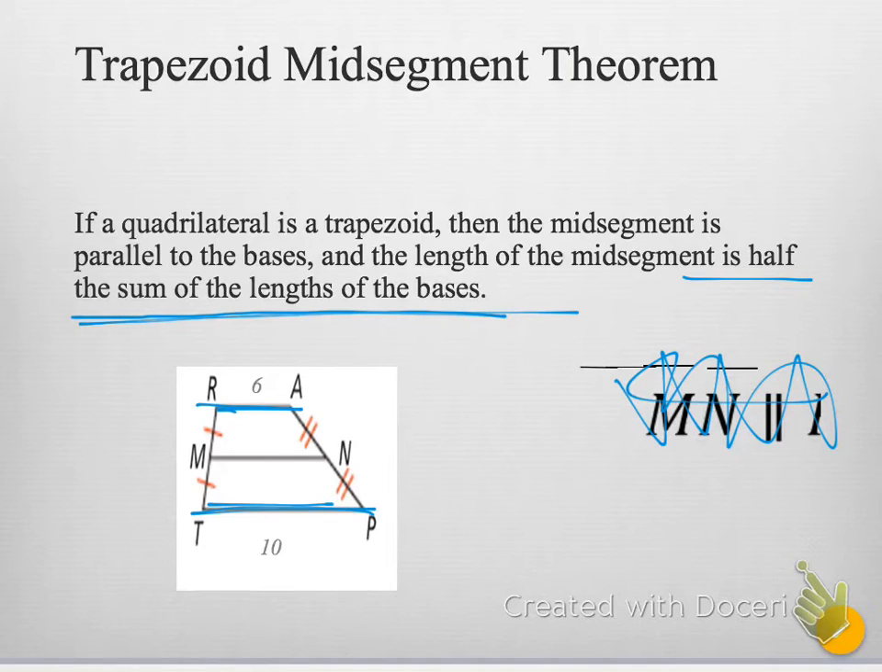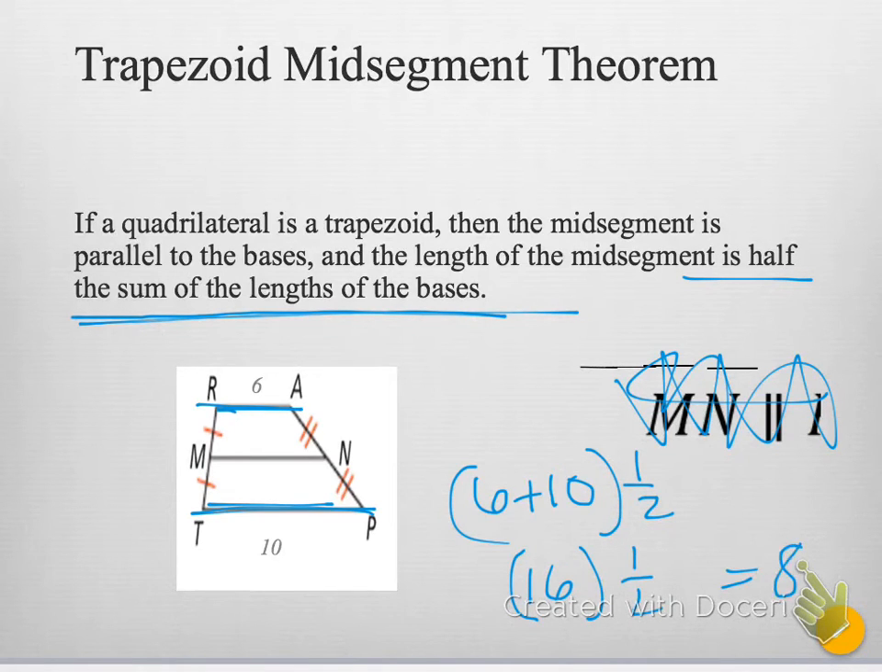Well, my bases in this situation are 6 and 10, so sum means to add them. And then we're going to take half of it to figure out my mid-segment. So 6 plus 10 is 16. Half of that is 8. So my mid-segment is 8. And you can actually see that it should be longer than 6, but smaller than 10. So you're going to add your two bases, cut it in half.